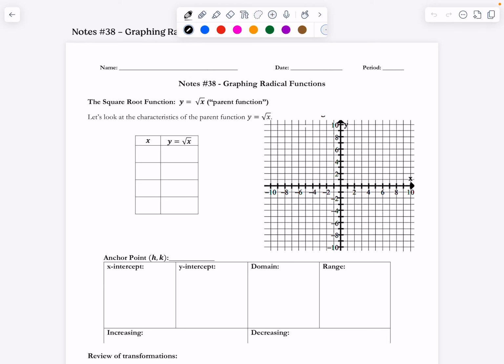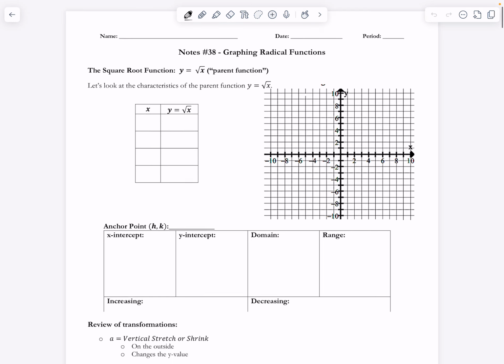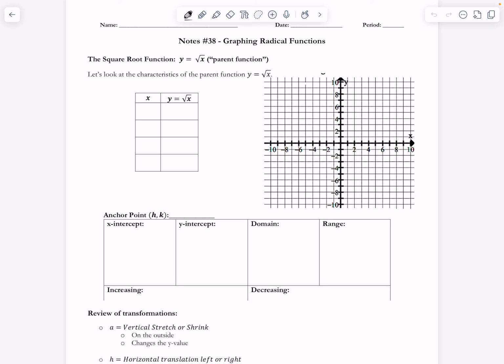In this video, I'm going to go over graphing radical functions, specifically the square root function as well as the cube root function. Now, the nice thing about this video is that you should know these as two of our parent functions from the very first unit. So I'm hoping as we go through this, it'll start to feel more like a review as opposed to learning something new.